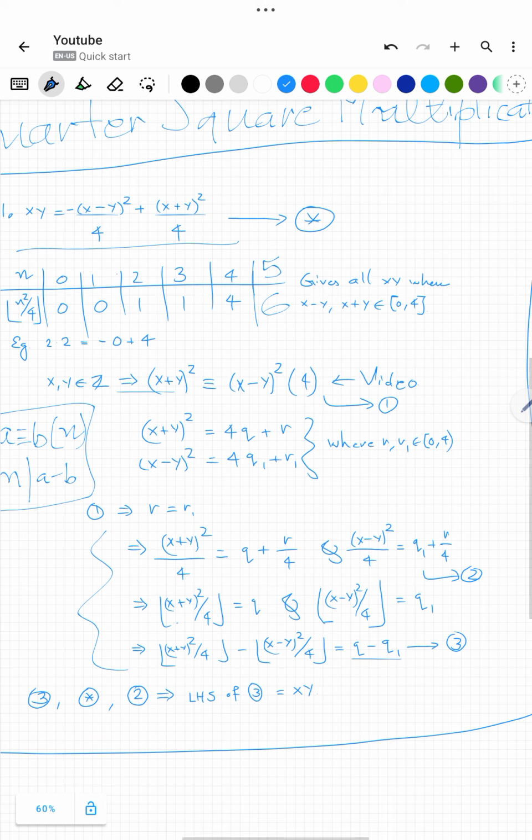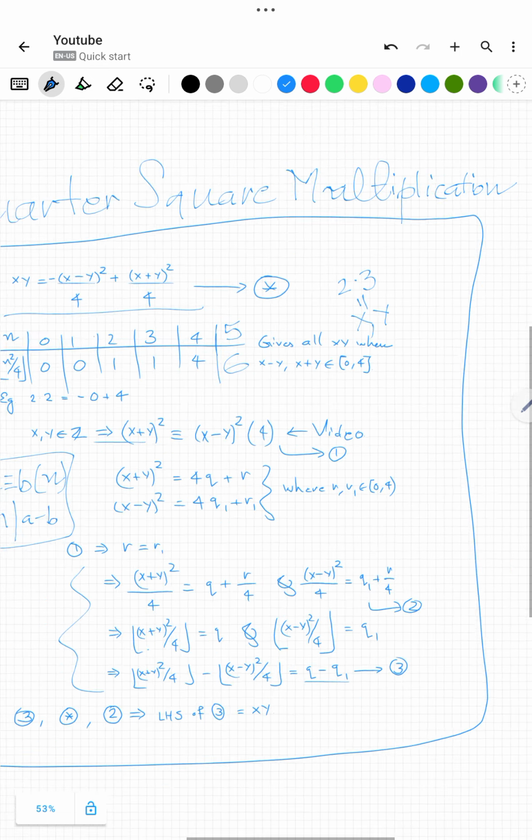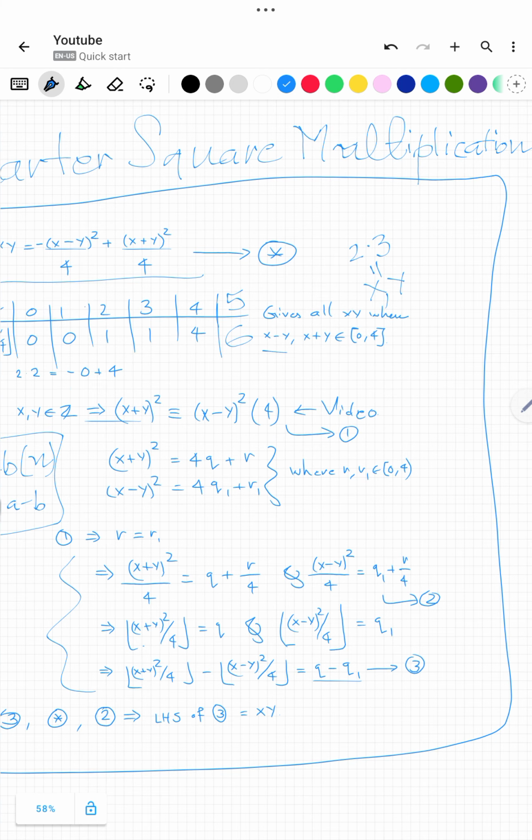So for example, over here if I had two numbers 2 and 3, okay, so 2 plus 3 is 5 and 3 minus 2 is 1. So this difference and sum of these two numbers belong to this lookup table. Okay, this is what I'm mentioning over here.